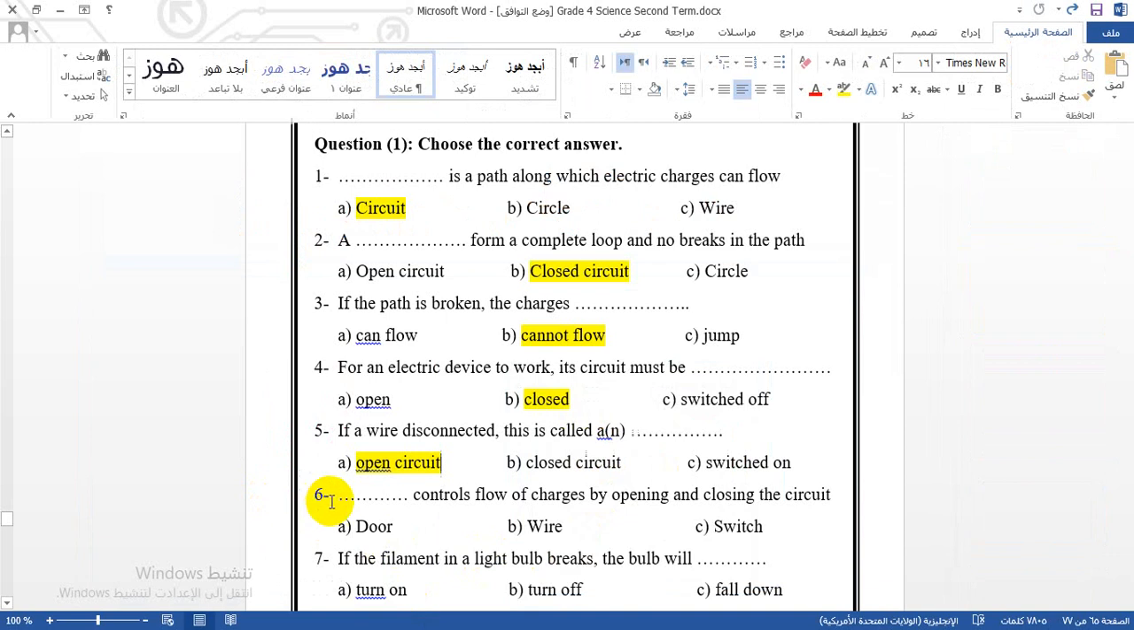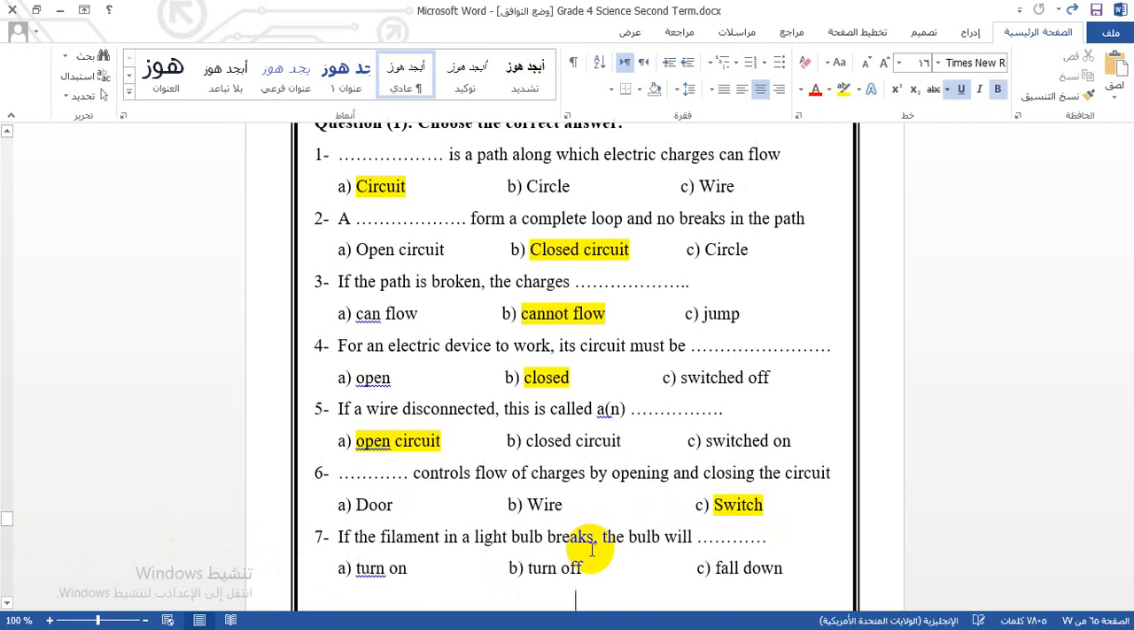Let's go to question number 6. Control flow of charges by opening and closing the circuit. Which tool do we use for controlling the opening and closing of the circuit? Sure, the switch. The switch is responsible for controlling the electrical charge.